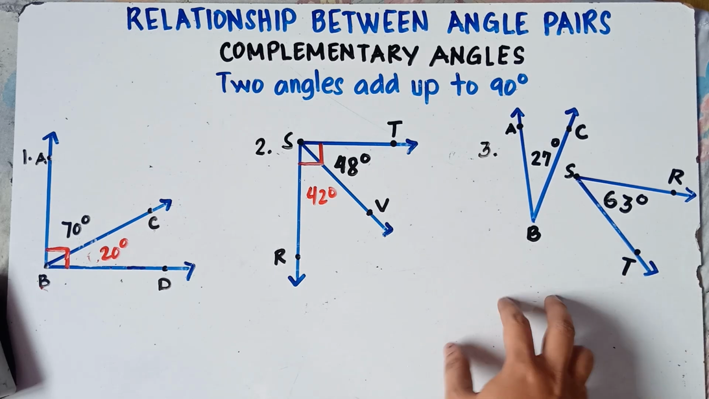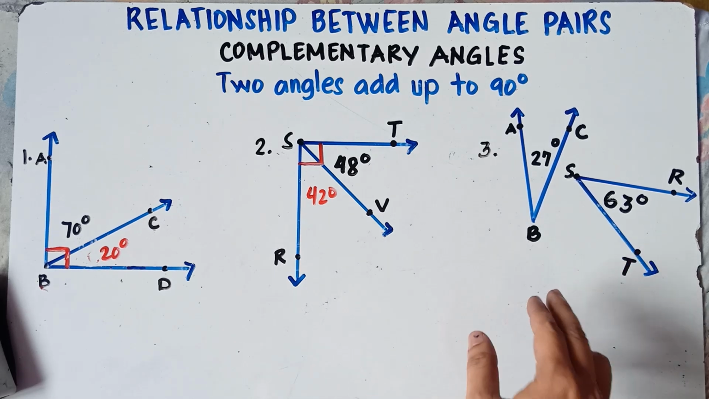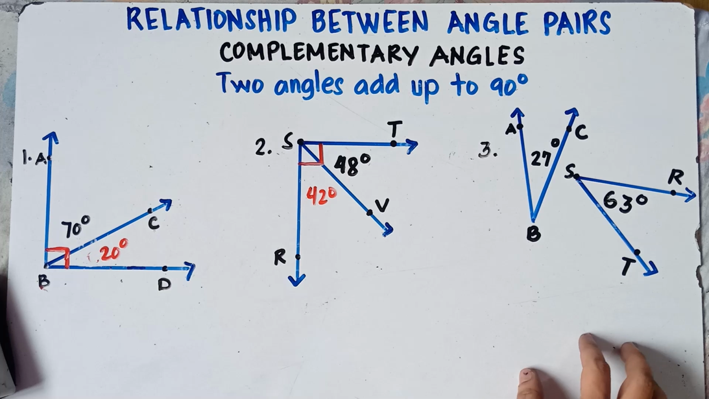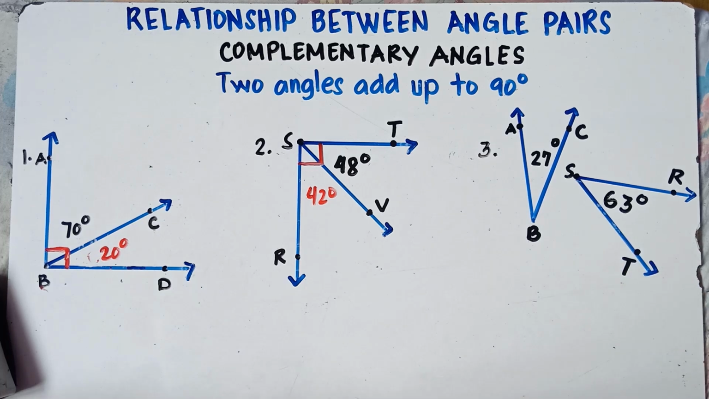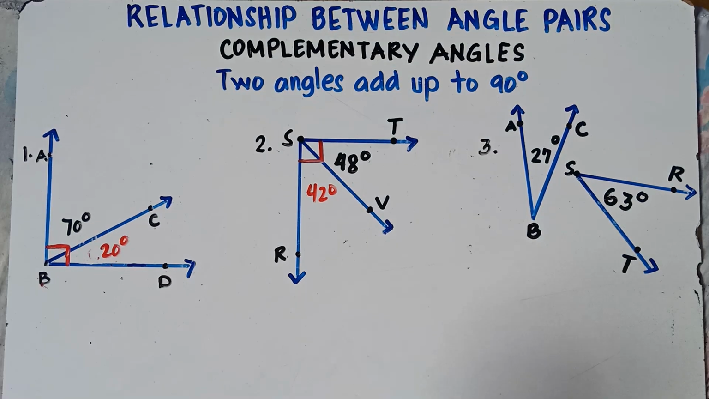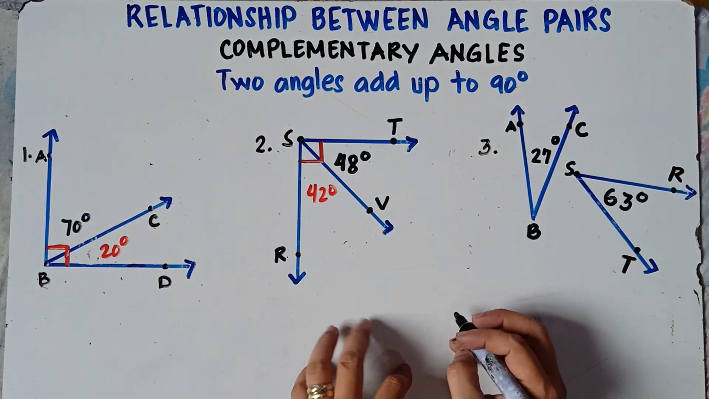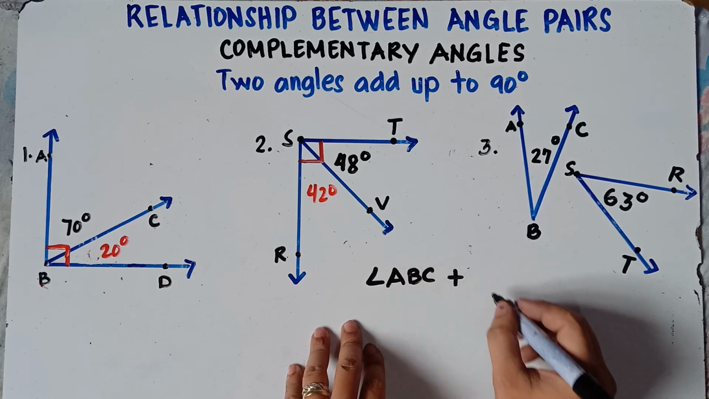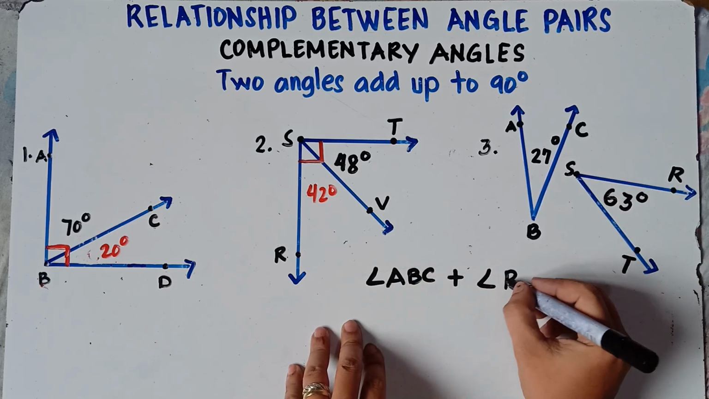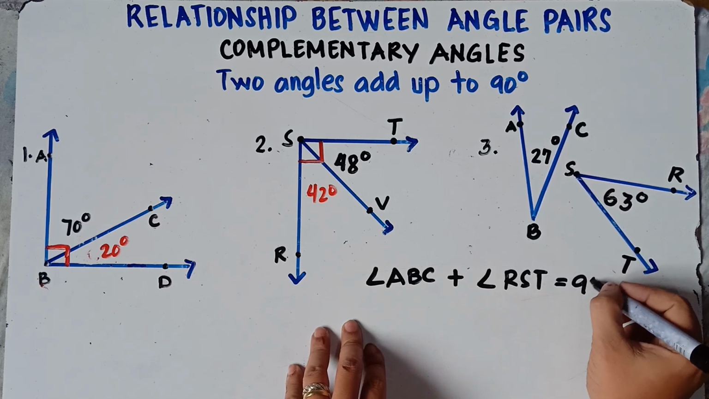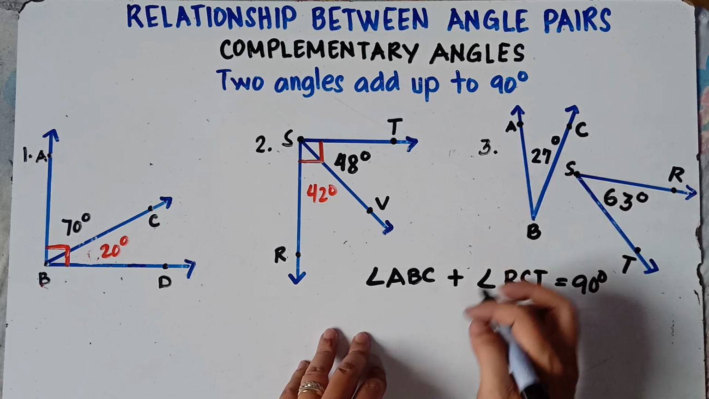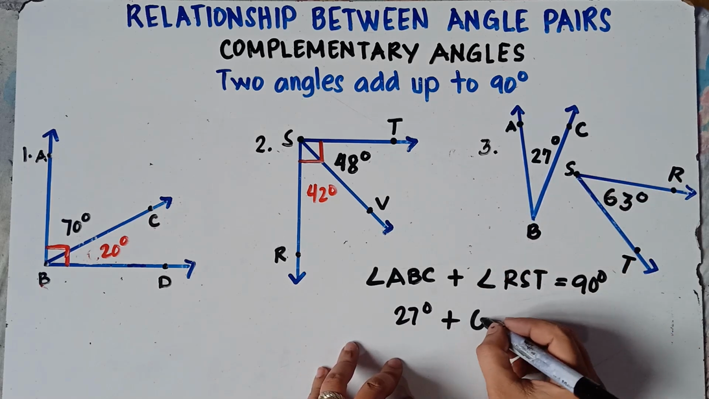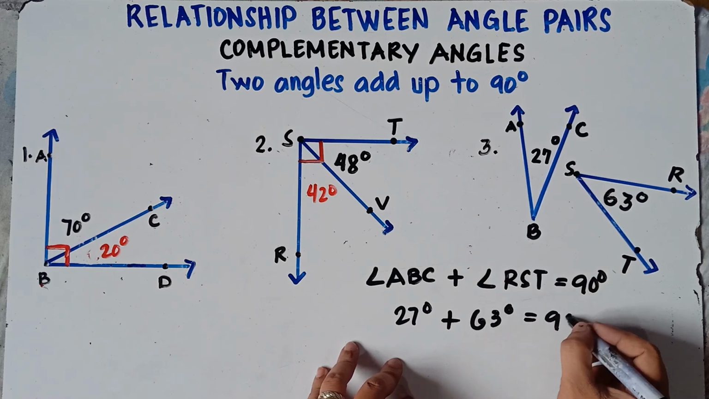But if we add the two angles, if they add up to 90 degrees, therefore, class, the two angles are complementary angles. So that's the thing there, class. Alright, so let's add the two angles. Angle ABC, that's 27 degrees. So angle ABC plus angle RST is equal to 90 degrees. So angle ABC, 27 degrees, plus angle RST, that would be 63 degrees, equals 90 degrees.